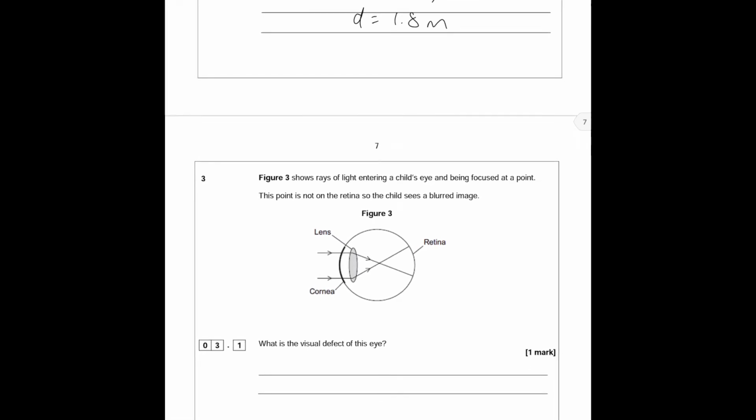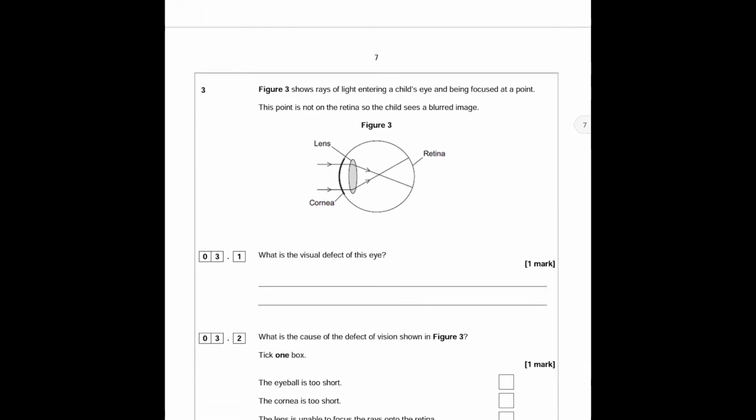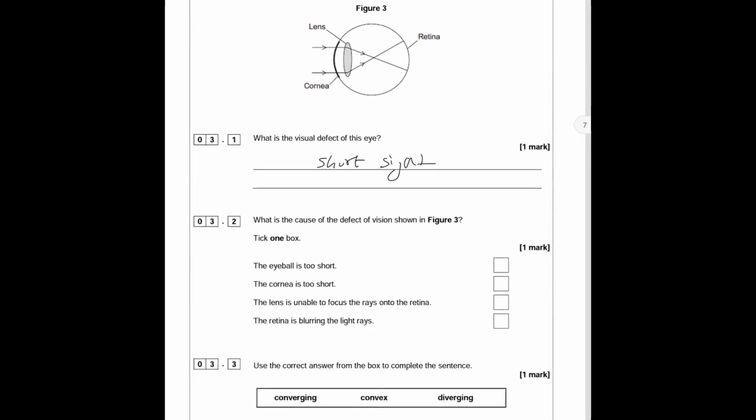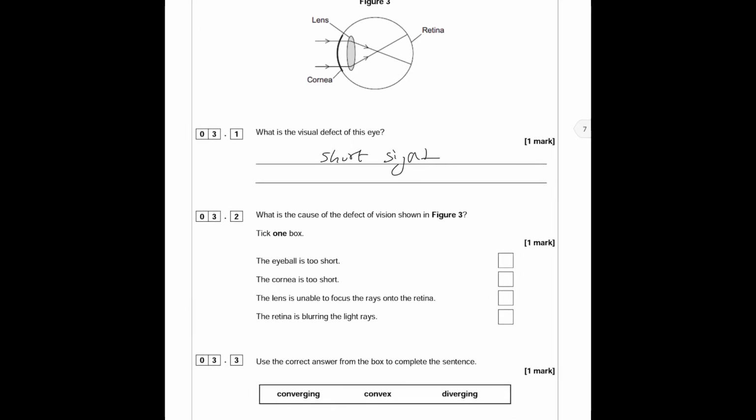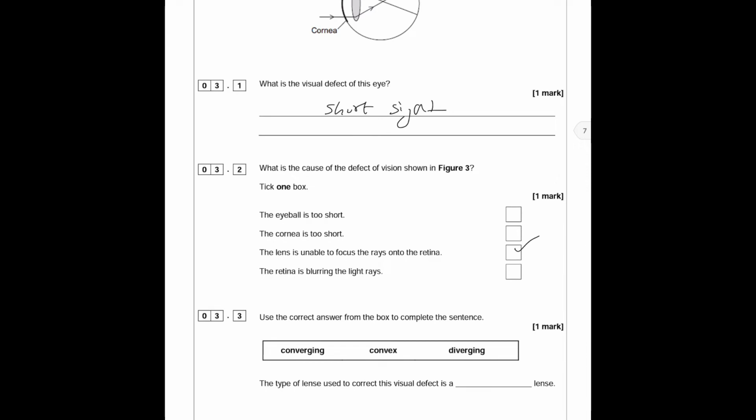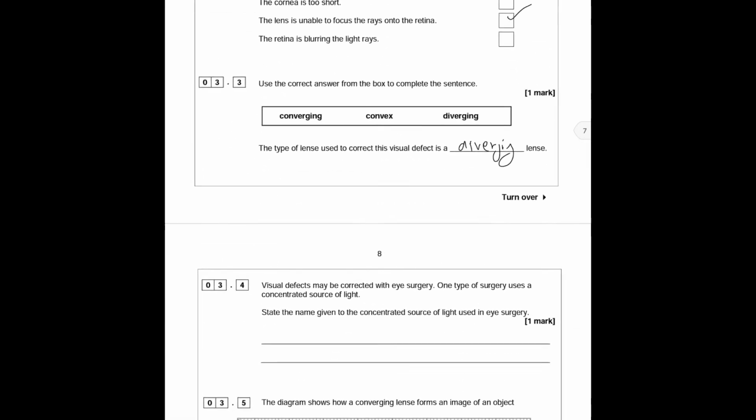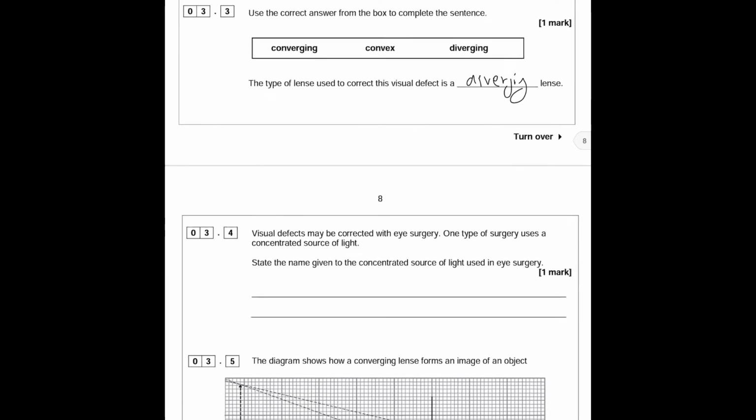Now, Figure 3, next question. Figure 3 shows rays of light entering a child's eye and being focused at a point. This point is not on the retina, so the child sees a blurred image. What is the visual defect of this eye? It is short-sightedness, okay? This is content learning again. You have to remember this information. The cause of the defect is that the lens is unable to focus the rays onto the retina. And the lens that is used to correct this visual defect is a diverging lens. Okay, we use diverging lenses.